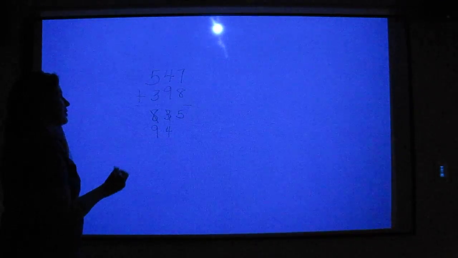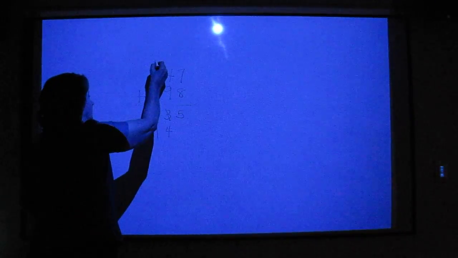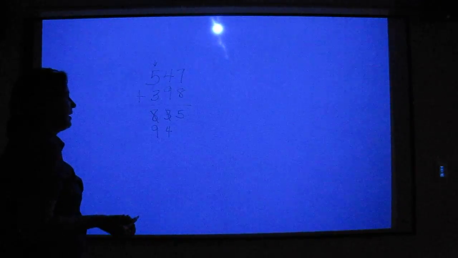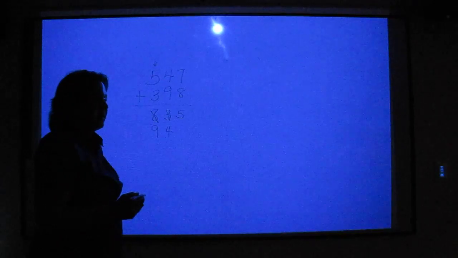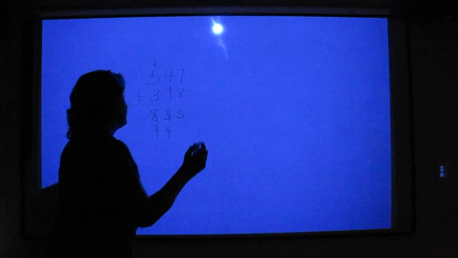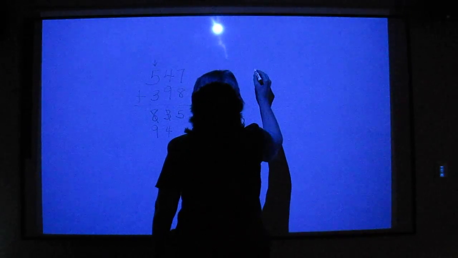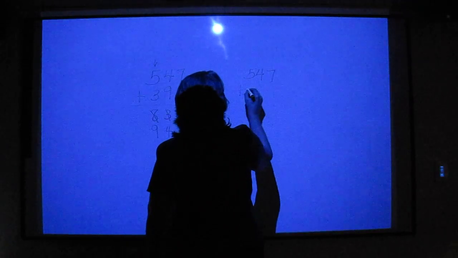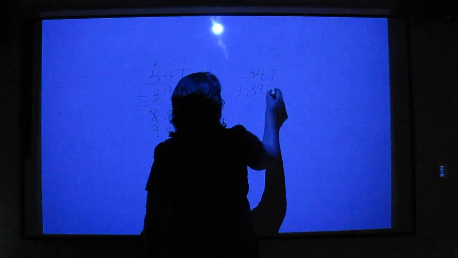That's left to right addition, starting here and moving in a left to right direction. A similar idea is called partial sums addition. Let's do the same problem with that. We've got 547 plus 398.